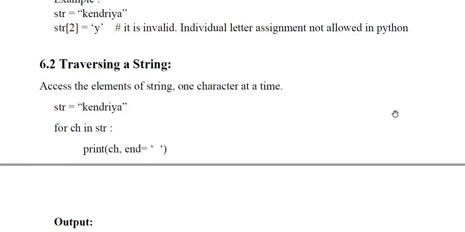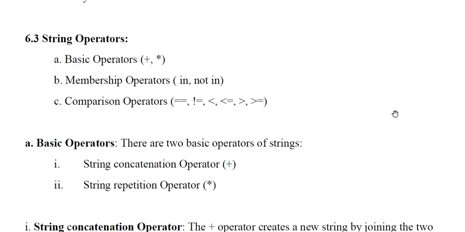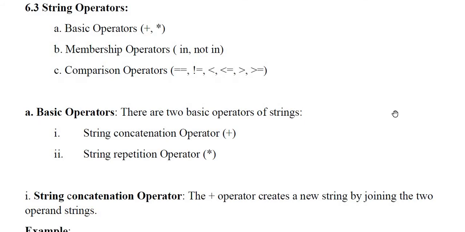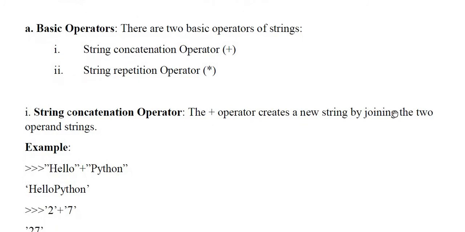Now let's see the next one. String operators. Basically there are three types of operators we can use in a string. One is the basic operators, plus and asterisk. Second is the membership operators, in and not in. Third is the comparison operators. Now let's see the first one, basic operators.